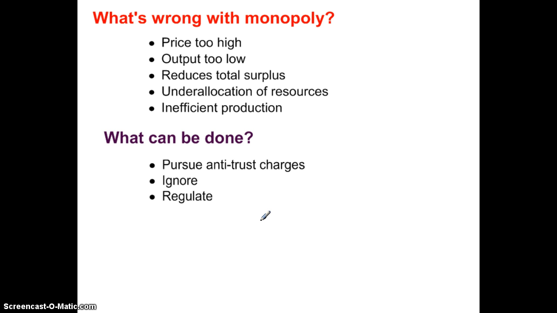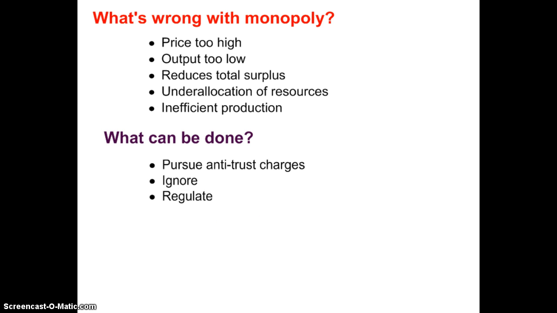Problems with monopoly, as I said, they charge too high of a price. They restrict output. They reduce total surplus, and in some cases, dramatically reduce consumer surplus. They tend to under-allocate resources, so it's allocatively inefficient because not enough is being produced. They also tend to produce to the left of minimum ATC, so they're also inefficient productively. What can be done? We can pursue antitrust charges, we can ignore them, we can regulate them.